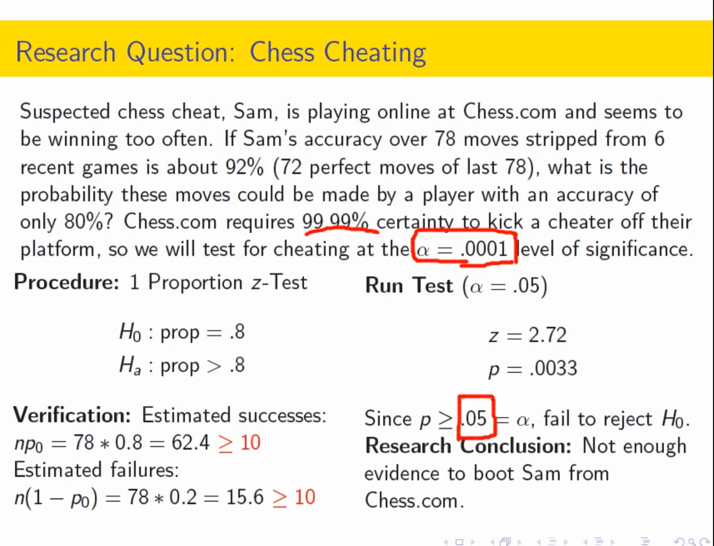But the research conclusion would be that the cheat detectors at chess.com would not boot Sam. Now, I'm pretty sure they'd watch him, and just a few more samples, right? You can actually play around with this in your calculator. It doesn't take very many. It takes less than 100 if he has this same percentage of successes. With less than 100 moves, he'll get kicked off at this level. It's just not very likely.